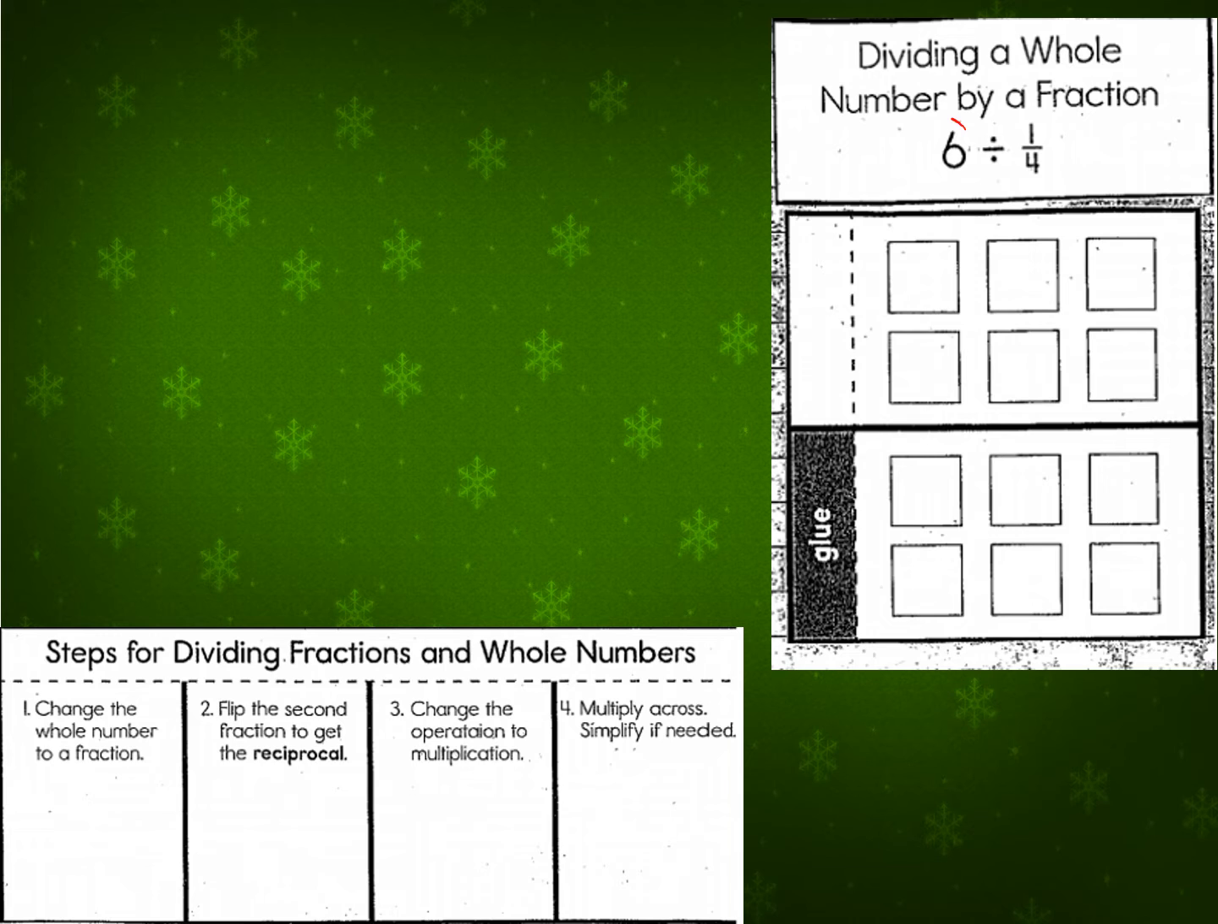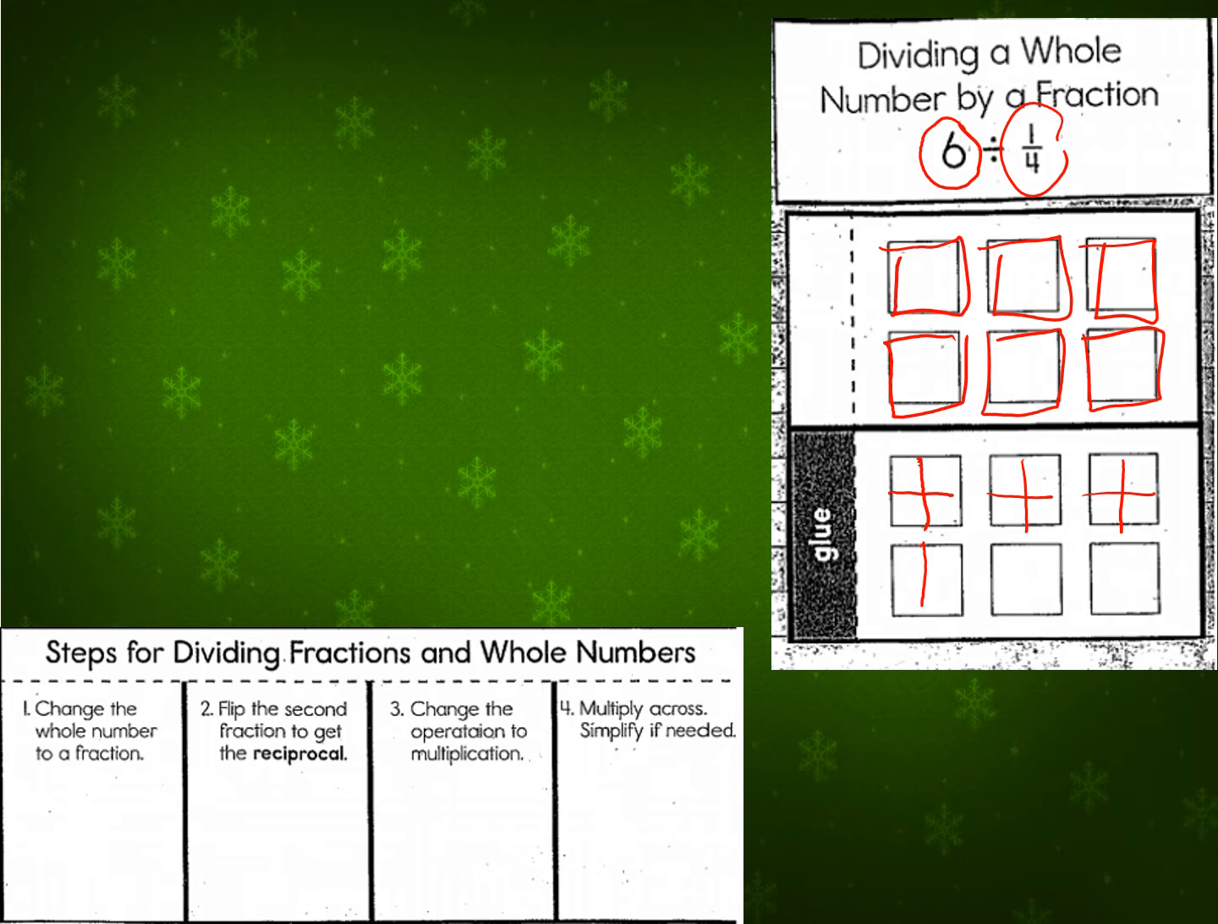Now we're taking a whole number first. So I have 6 whole pieces. You can see my 6 whole pieces. And I want to divide those 6 whole pieces into fourths. So I cut them into fourths. If I cut those 6 whole pieces into fourths, I now have 4 pieces, 4 pieces, 4, 4, 4, 4, for a total of 24 pieces. I like that a lot.